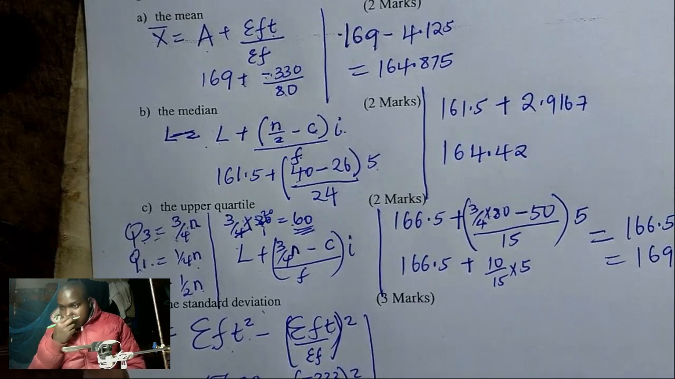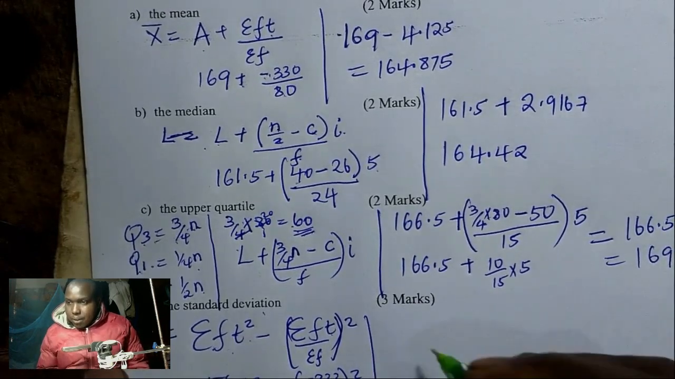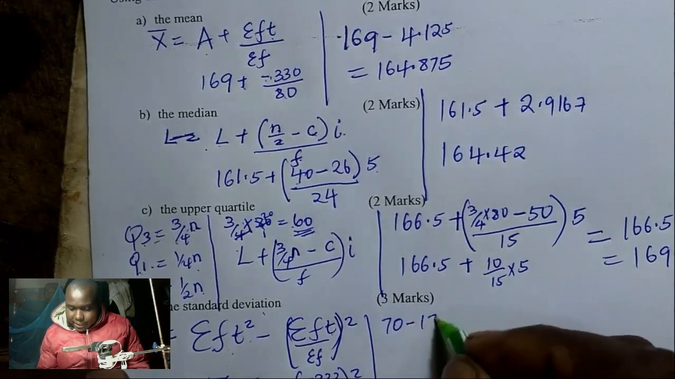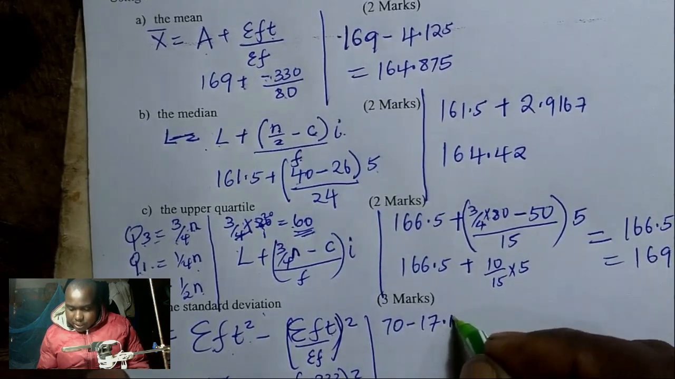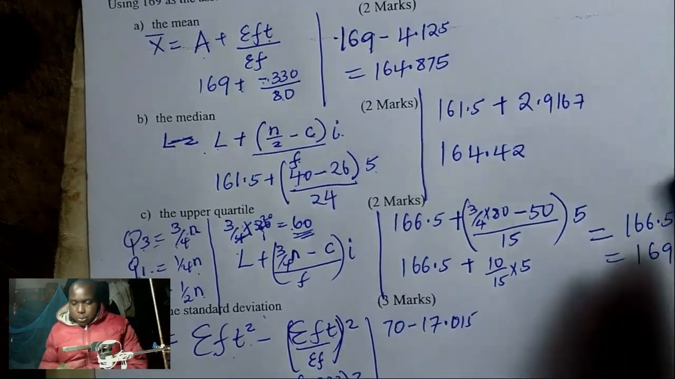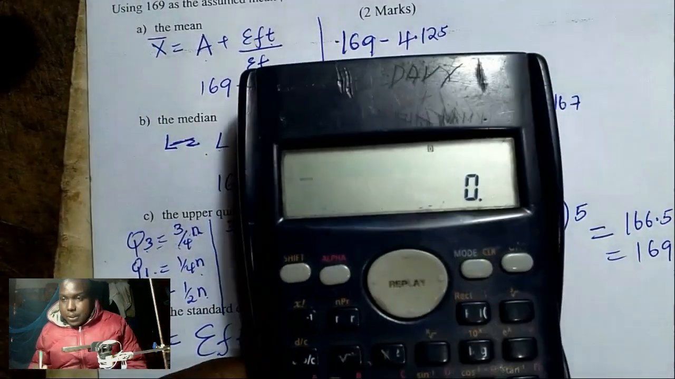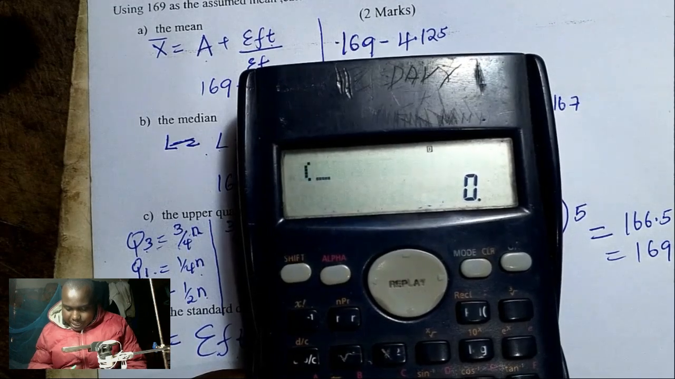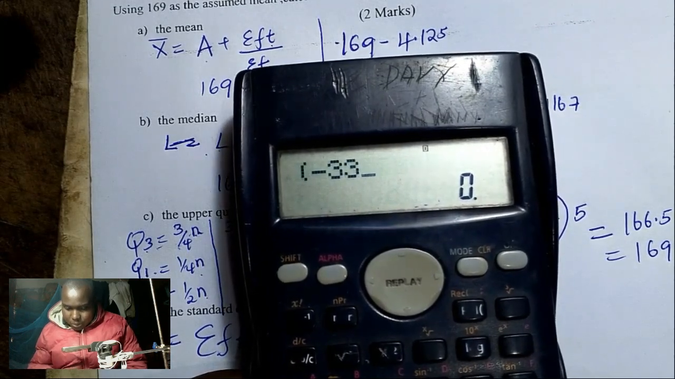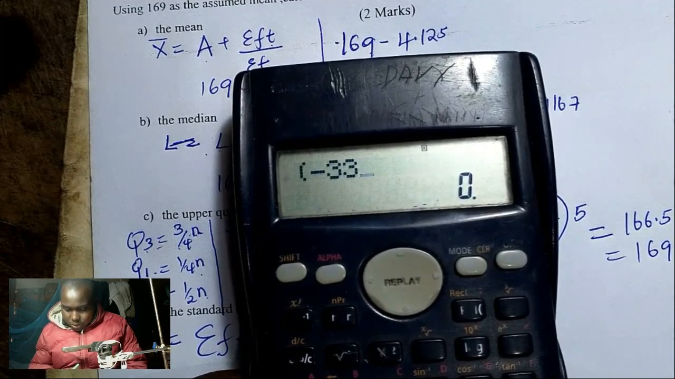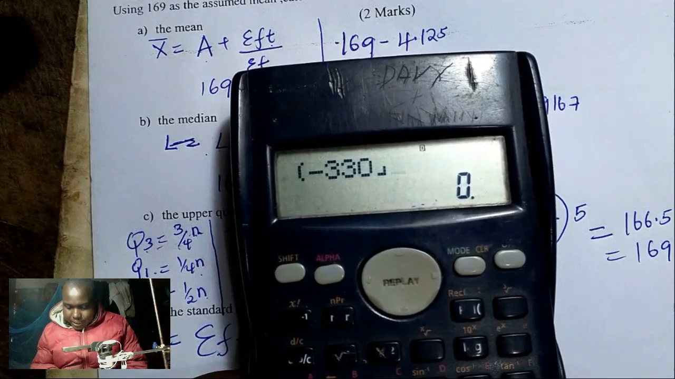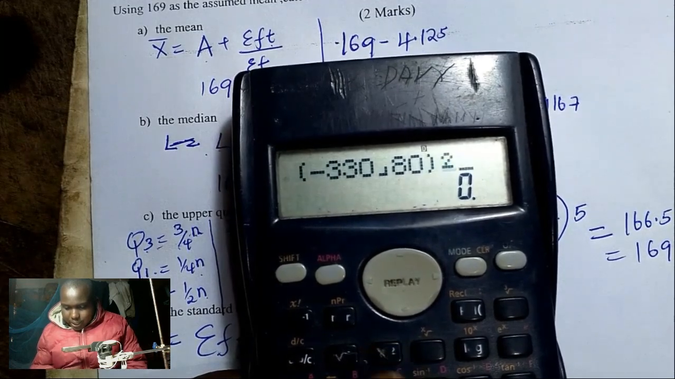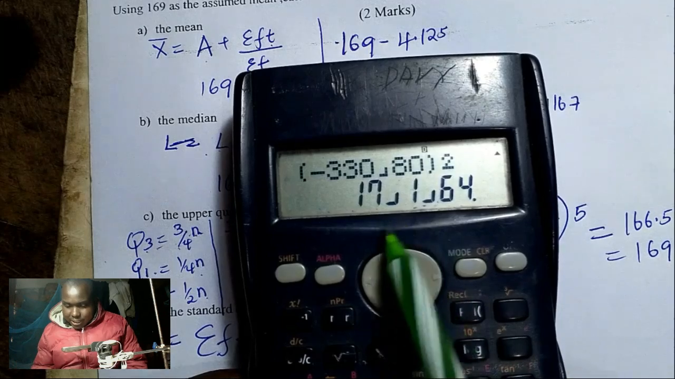So this one is going to give us, if you do this, it's going to be 70 minus 17.1015. So you simply need to press your calculator. You see this one is negative. You just put it like this. Negative. You open the bracket. Negative 330. Sorry, 0 over 80. You close the bracket, then square. You get it is 17 point this.